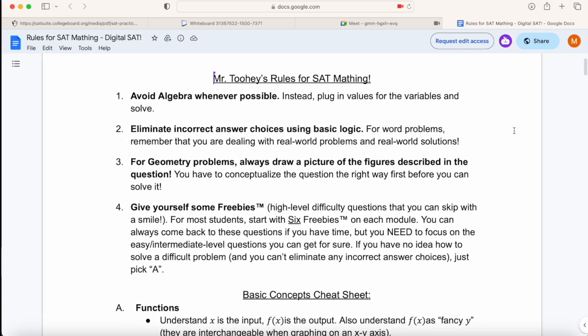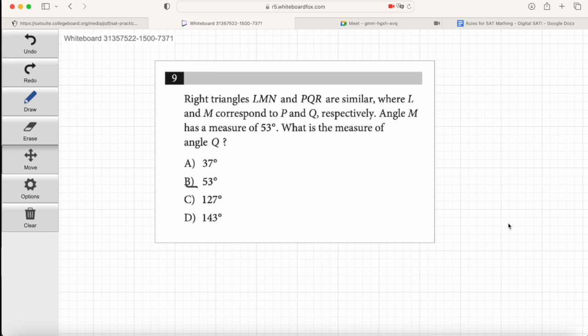So I want you to read rule number 3 for us, please, in my rules for SAT mathing. 3. For geometry problems, always draw a picture of the figures described in the question. You have to conceptualize the question the right way first before you can solve it. Yeah, you've got to draw a picture. They're not giving us figures anymore, not like they used to. And so we're going to have to draw these triangles before we try to solve for anything here. So let's draw. We've got 2 right triangles.